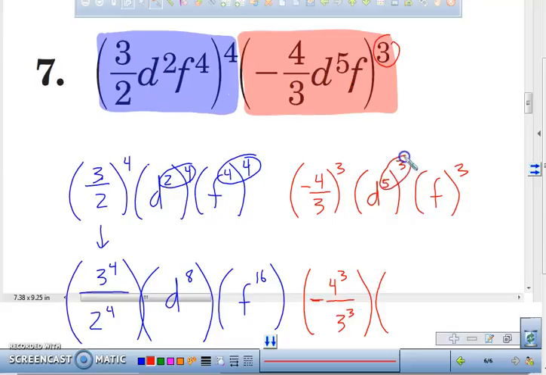What am I allowed to do with these? Multiply them, because it's the power of a power. It's d to the 15th, because 5 times 3 is 15. Right here, this is f to the 1st to the 3rd power.